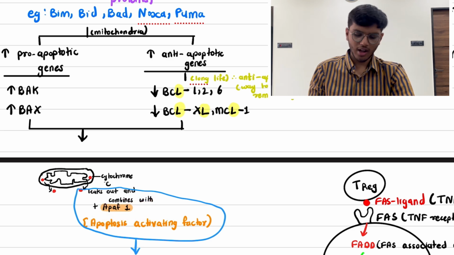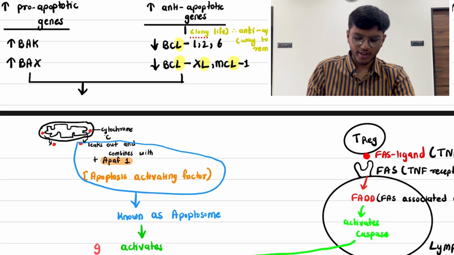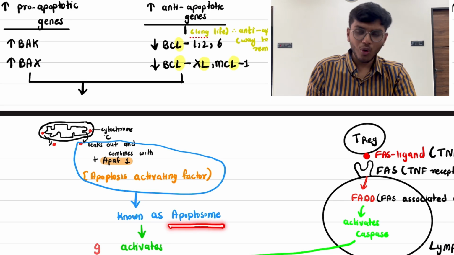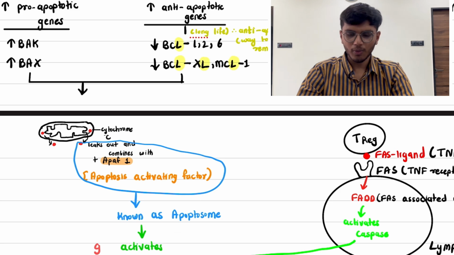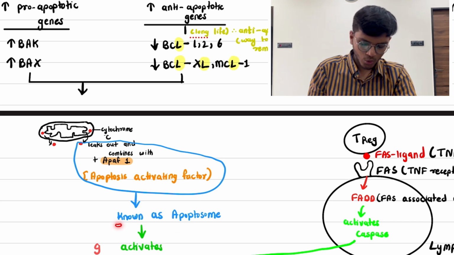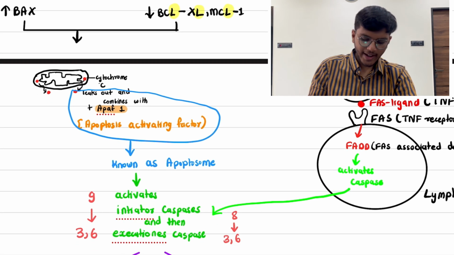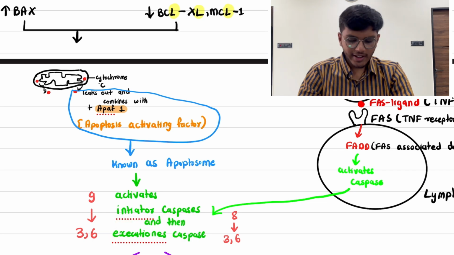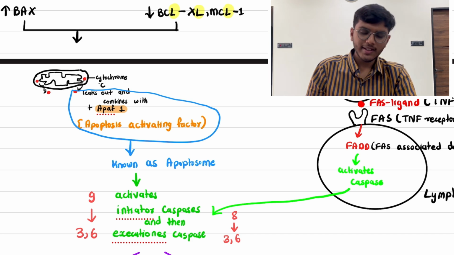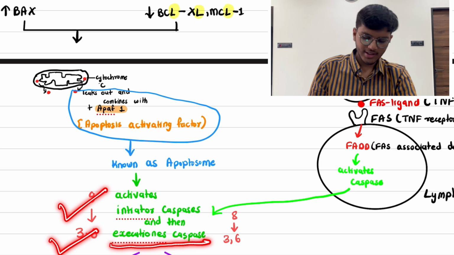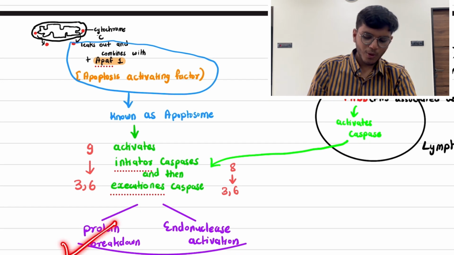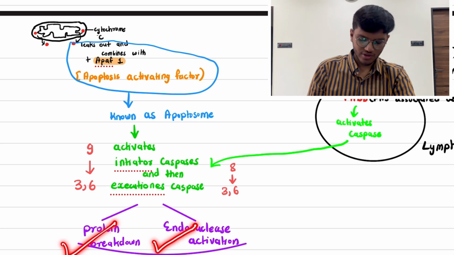Now, the cytochrome c from the cell leaks out and combines with APAF1. What is APAF1? APAF1 is apoptosis activating factor. When they both combine, it is known as apoptosome. It activates initiator caspase and then executioner caspase. In intrinsic pathway, initiator caspase is 9 and executioner caspase is 3 and 6. What does caspase do? Caspase mainly breaks down protein and it has endonuclease activation.